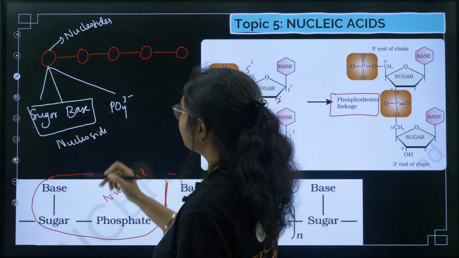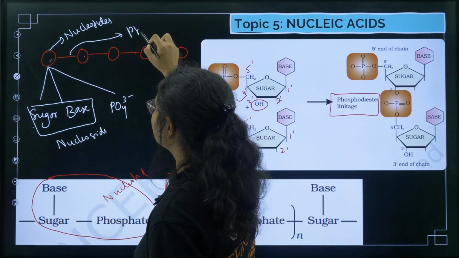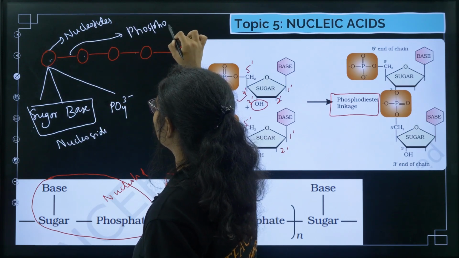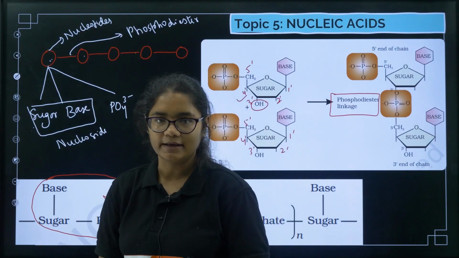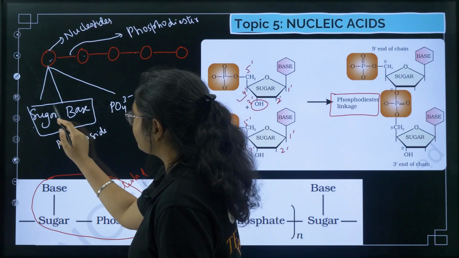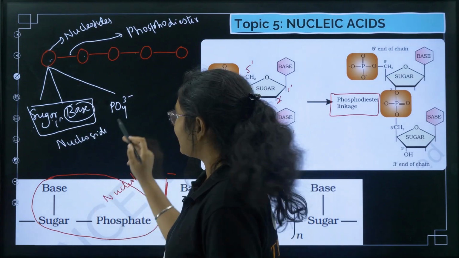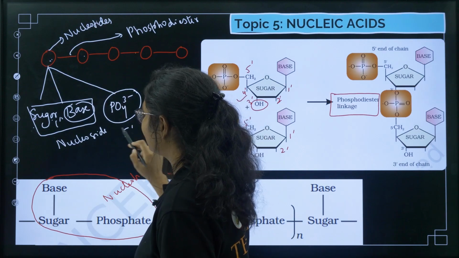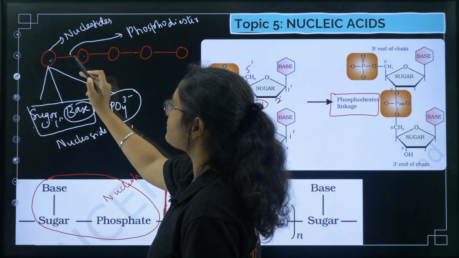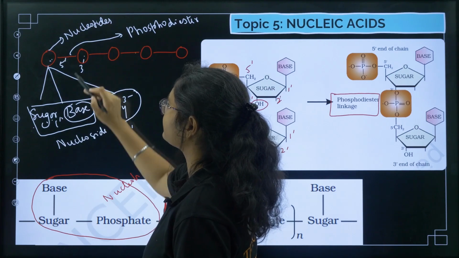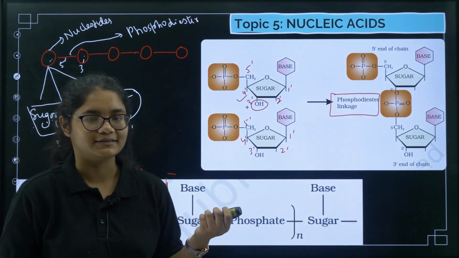Next, these two nucleotides are connected by this bond which is called phosphodiester linkage. Clear? Now, this base is attached to the 1' carbon of sugar, and this phosphate group is attached to the 5' carbon of sugar. And this bond is formed between 5' of one and 3' of another. So that is all about the structure of nucleic acids.